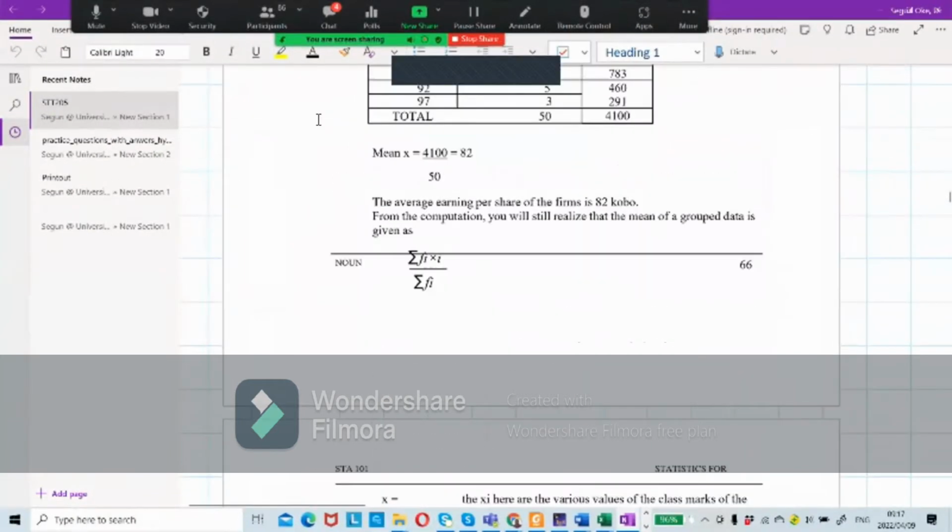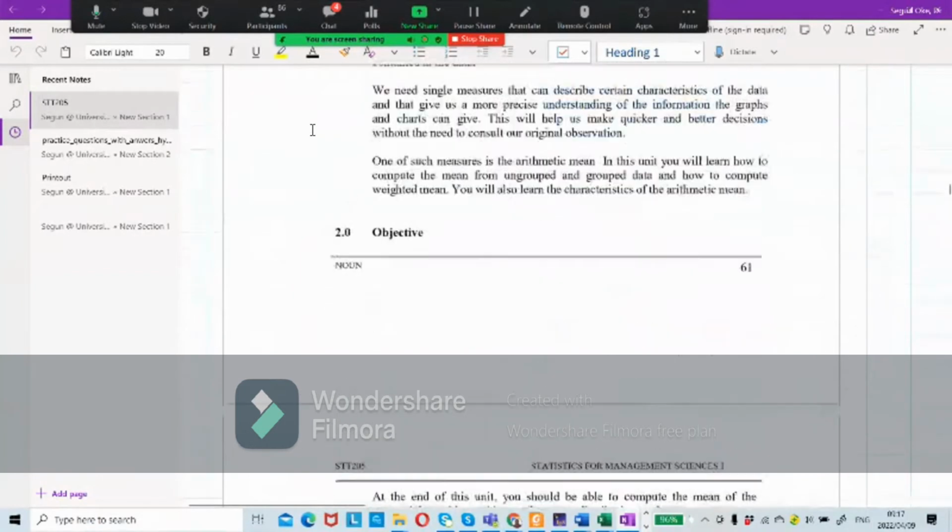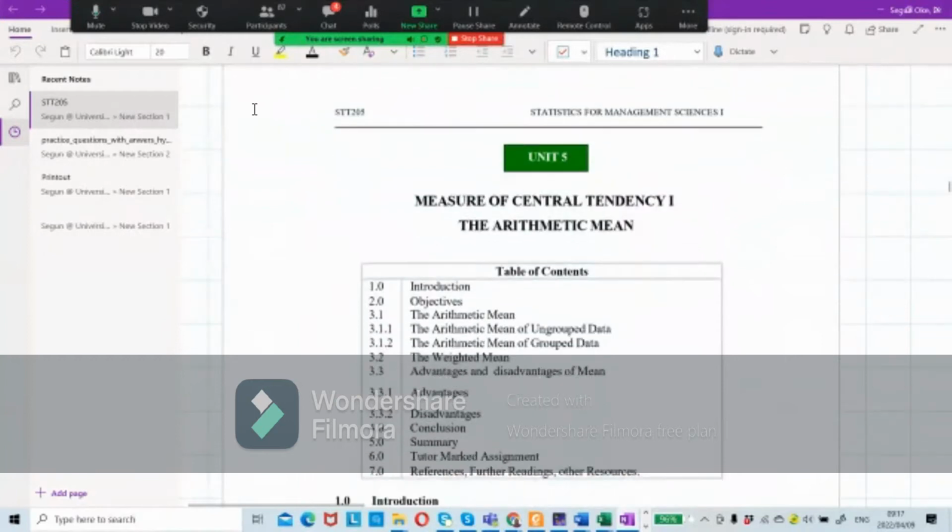So we are moving towards this particular topic, central tendency, measure of central tendency 1, arithmetic mean.